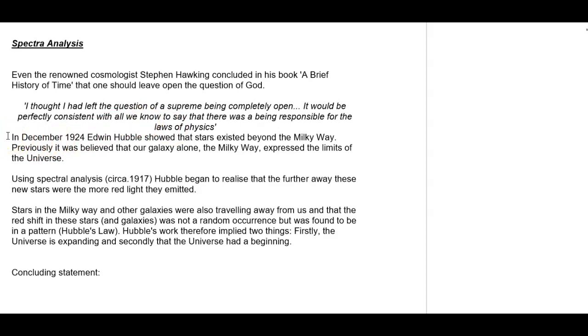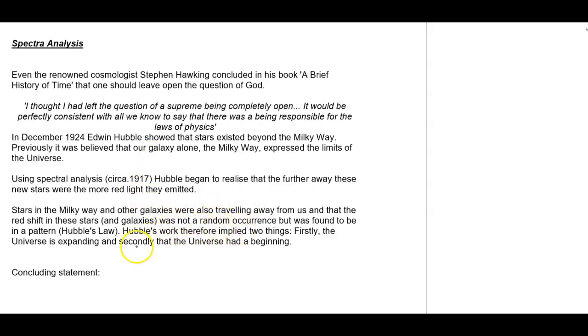In December 1924, Edwin Hubble showed that all stars existed beyond the Milky Way. Previously it was believed our galaxy was alone, and the Milky Way expressed the limits of the universe, and that what we saw were actually galaxies instead of stars, because we saw things with much more definition. And using a spectroscope, he began to realize that the further away these galaxies were, the more red light they emitted, meaning that they were more red shifted, right? And so it winds up being that the universe is moving away from us.